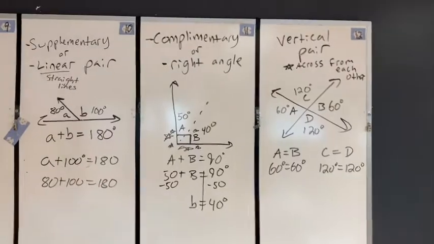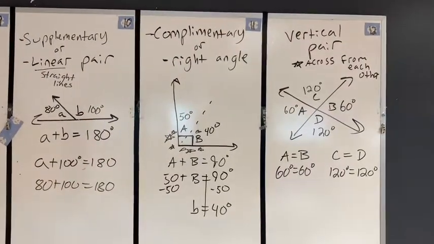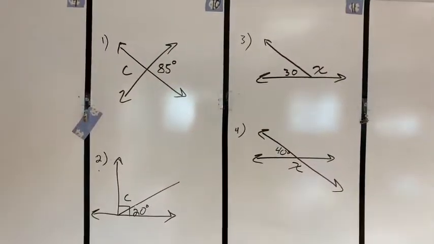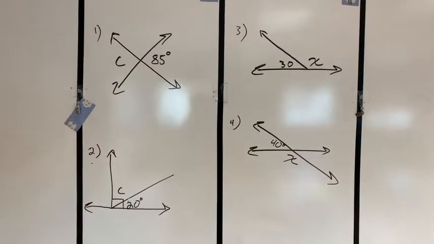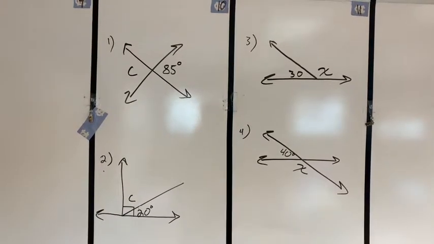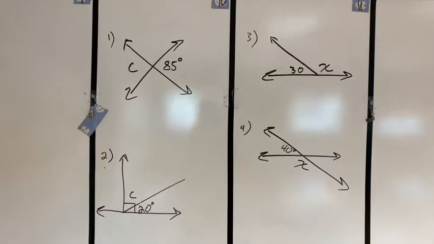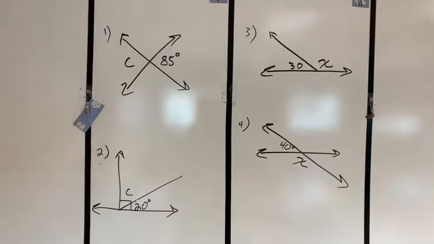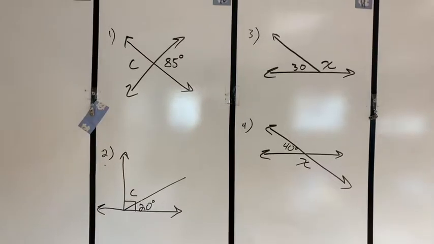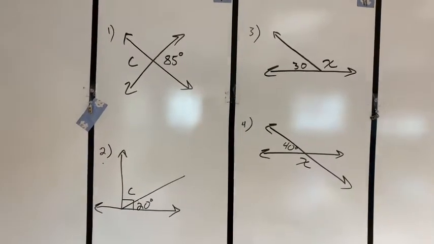Make sure that you have these 3 vocab words down in these notes, and now we'll start applying it to some practice problems. Let's apply that learning to these 4 examples. Go ahead and take a second and get these 4 set up in your notes. Okay, now for each one of these, I want you to write down what the relationship is, if it's supplementary, complementary, vertical pair, and then solve for that missing angle that I have labeled.